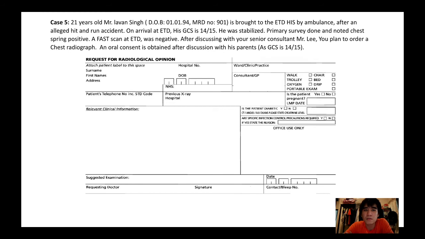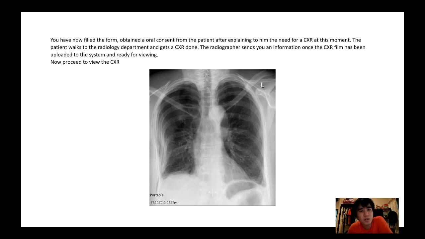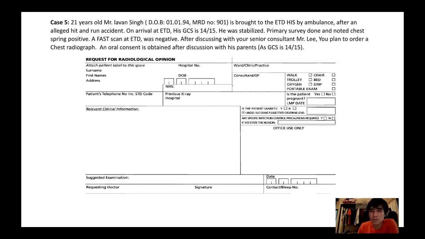So what's this for? You have now filled the form, obtained an oral consent from the patient after explaining to him the need for a chest x-ray at this moment. The patient walks to the radiology department and gets a chest x-ray done. The radiographer sends you an information once the chest x-ray film has been uploaded to the system and ready for viewing. Now proceed to view the chest x-ray. So this is after accident, right?